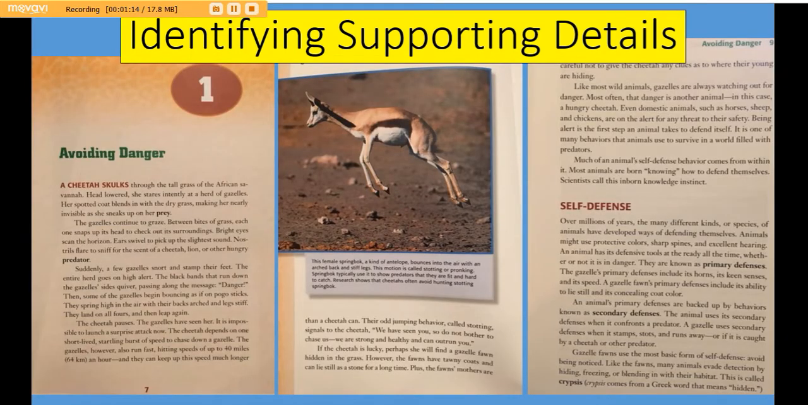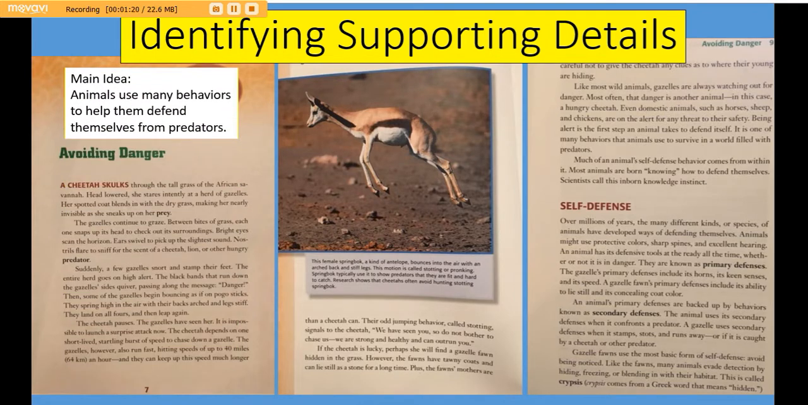Before we start identifying supporting details, we must go back and look at the main idea that we identified for this section. We said that animals use many behaviors to help them defend themselves from predators. As we reread the text, you'll notice that I'll be underlining pieces that I think support this main idea, and I'll be putting those on a post-it note in the text. You can be doing that with me as I do it. You may need to pause the video to make the notes on your post-it note, but you can do that at any time. Chapter 1, page 7.